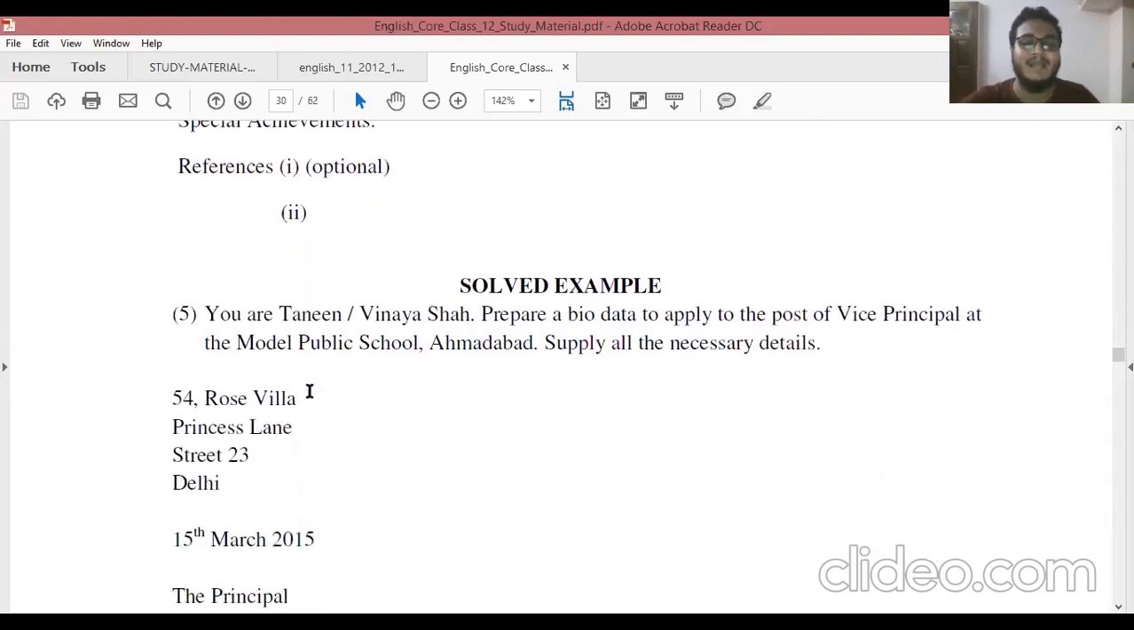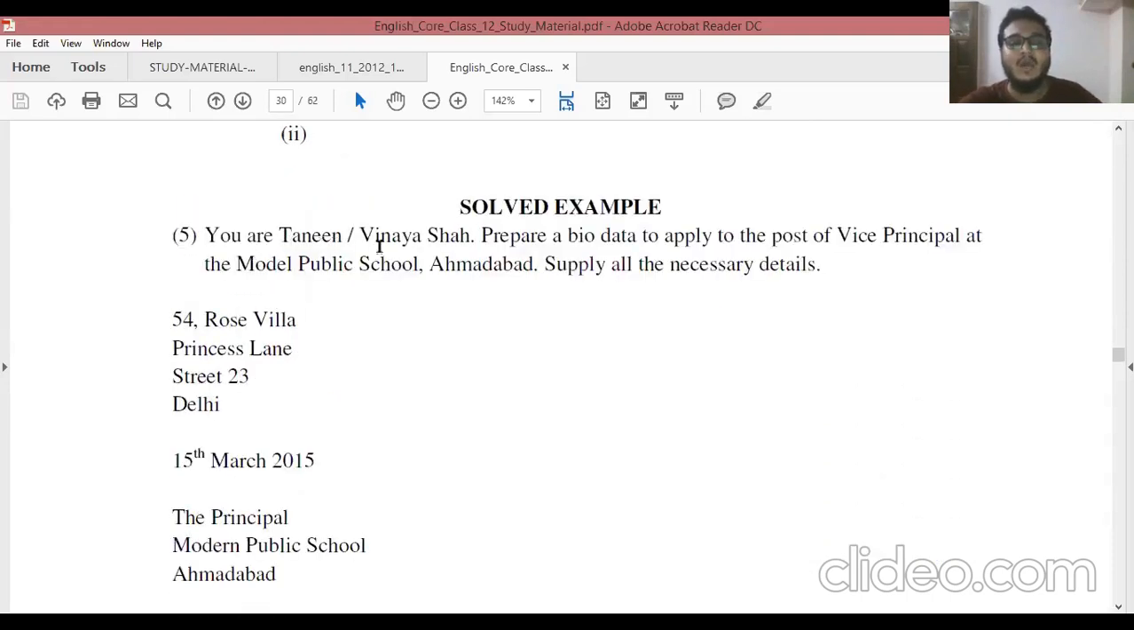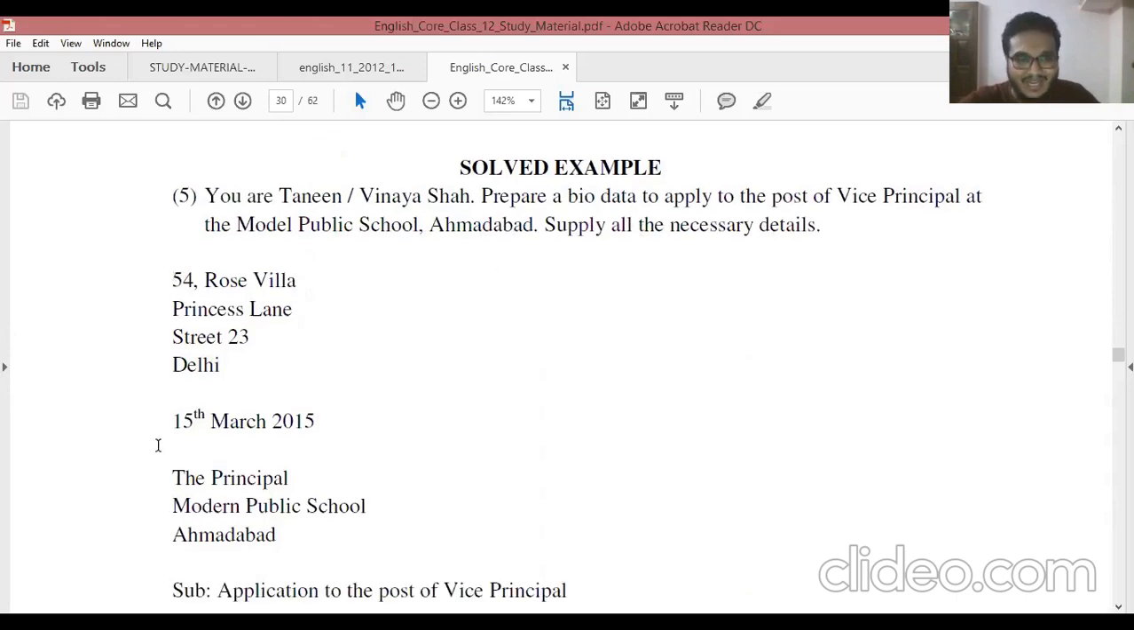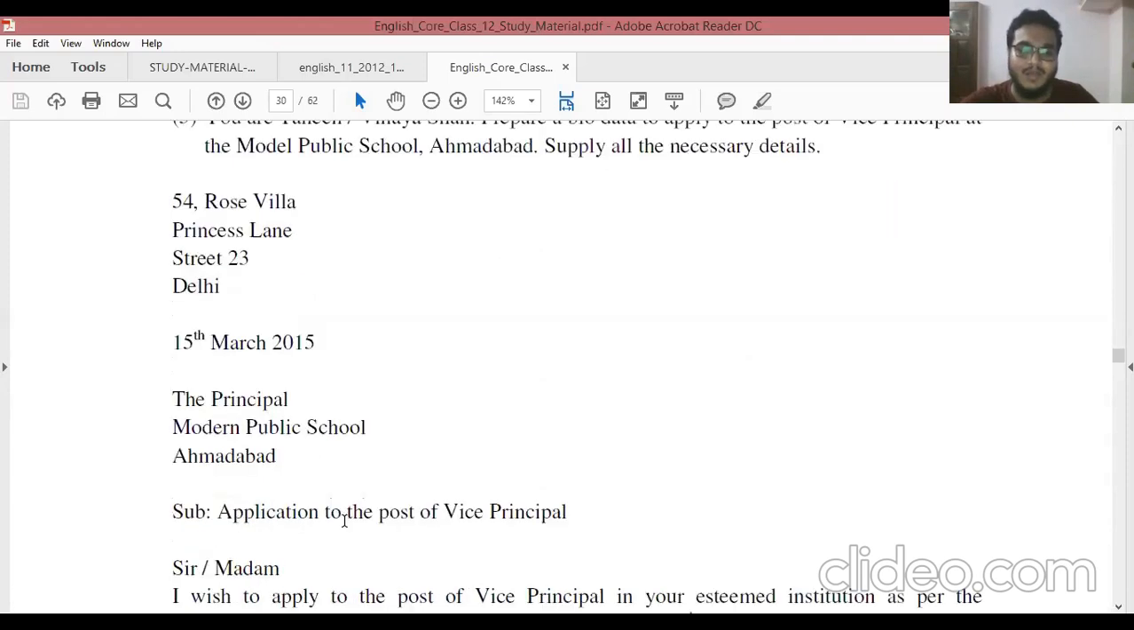Now see the sample example. You are Tani or Vinaya Shah. Prepare a bio-data to apply to the post of vice principal at a Modern Public School, Ahmedabad. Supply all the necessary details. See the address, left alignment, spacing has been done. The Principal, Modern Public School, Ahmedabad.